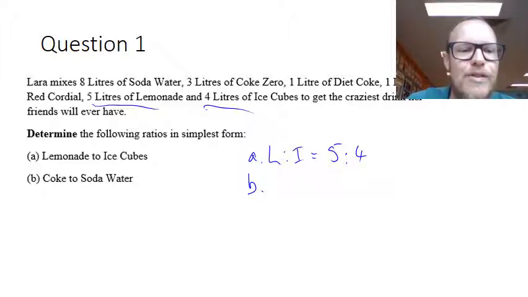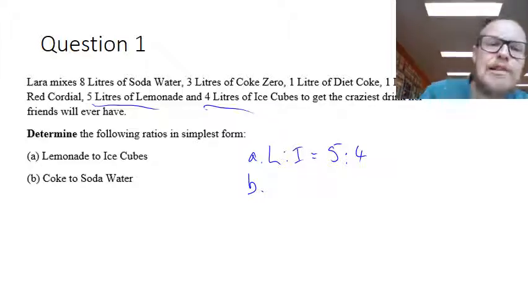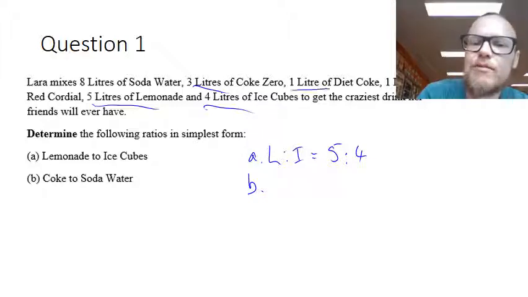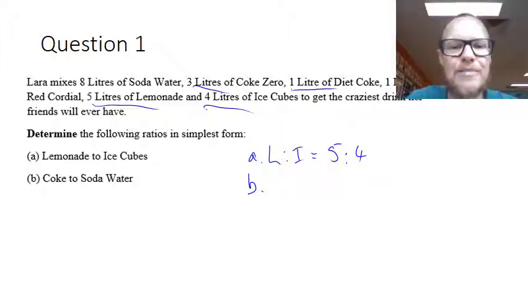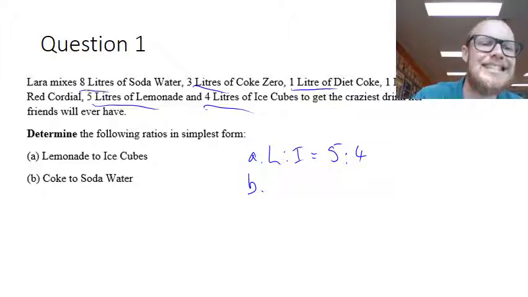For B, we're looking for Coke to soda water. Now you'll notice here there's 3 litres of Coke Zero and 1 litre of Diet Coke. So the amount of Coke in total is going to be 3 plus 1 for 4 litres. We've also got here the soda water. Soda water is 8 litres.